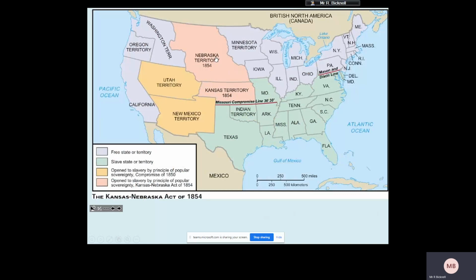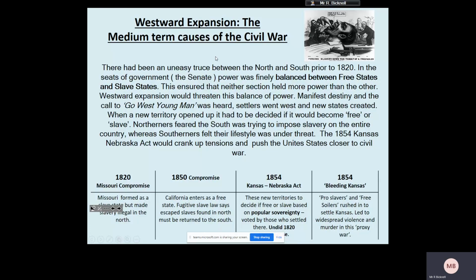But this led to something very problematic. And this is the first time it happened. It led to a situation known as Bleeding Kansas. Because the people of Kansas can now vote on the issue of slavery themselves, if more pro-slavers live in Kansas, then Kansas will be a slave state. If more anti-slavers live in Kansas, then Kansas will become a free state. So it's all about getting your people in there as quickly as possible.